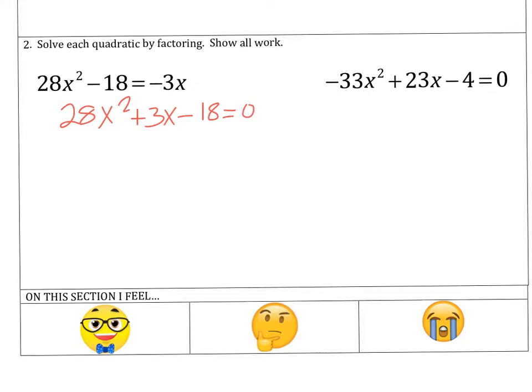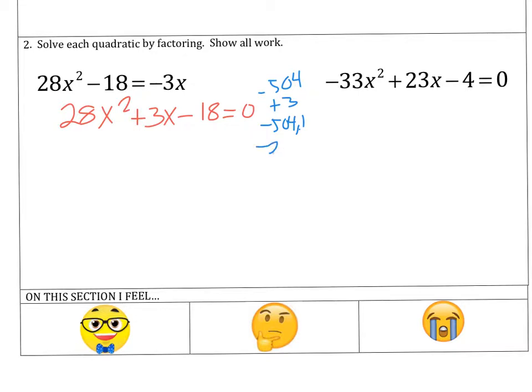I'm looking for things that multiply to whatever 28 times negative 18 is. I'm so glad I chose those numbers. So 28 times negative 18, that's negative 504. That's not that bad, better than what we did in class the other day. And add up to negative 3, or positive 3, I guess. Okay, well that's going to be negative 504 and positive 1. No.